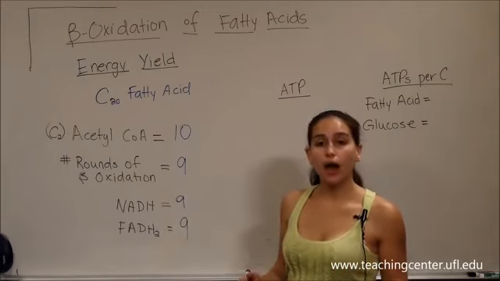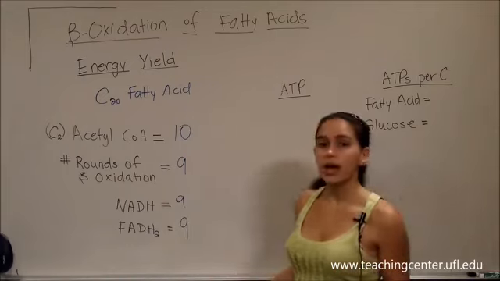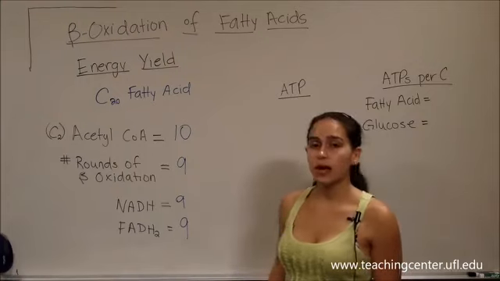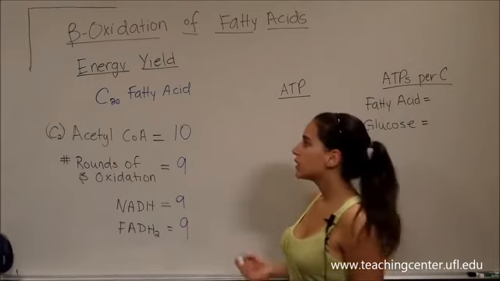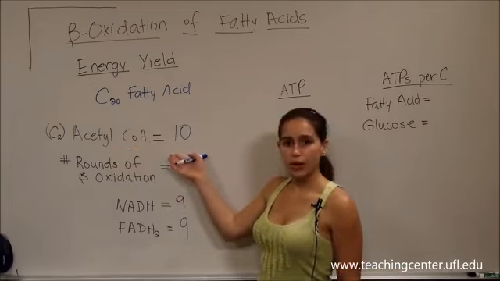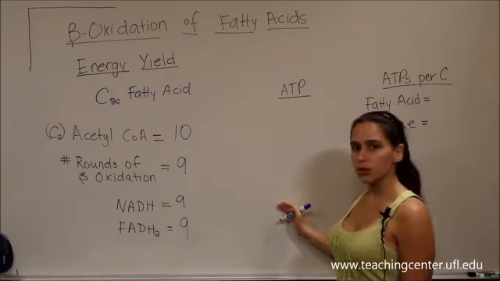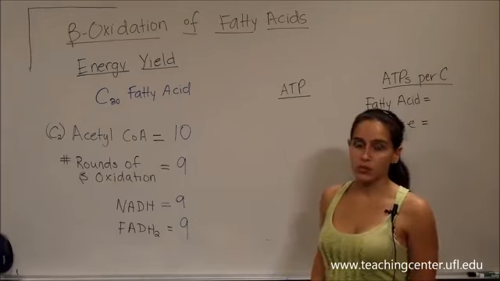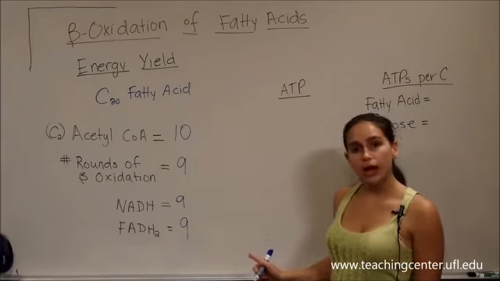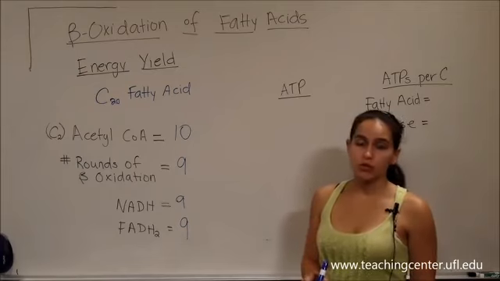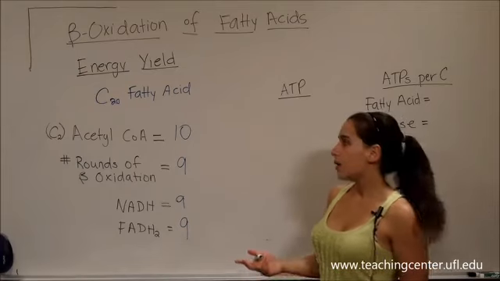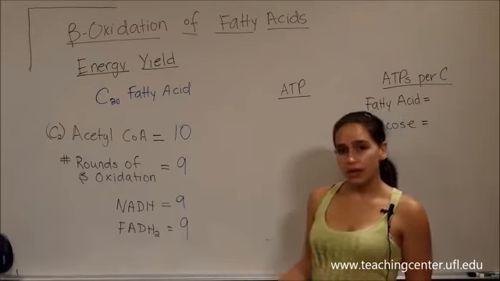So if you're given a question on how many ATPs you get or how many rounds of beta oxidation you have to undergo, you simply need to figure out the number of acetyl-CoAs you get, and from there you can just do the multiplication I showed you and figure out how many ATPs we have. Don't forget to subtract the 2 ATPs you use to activate that fatty acid into a fatty acyl-CoA.